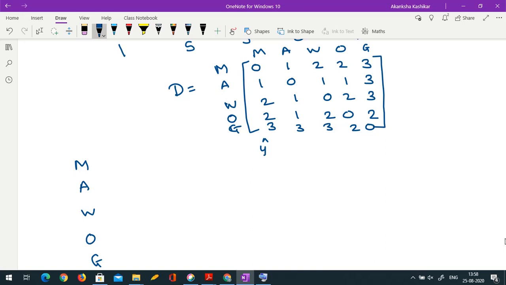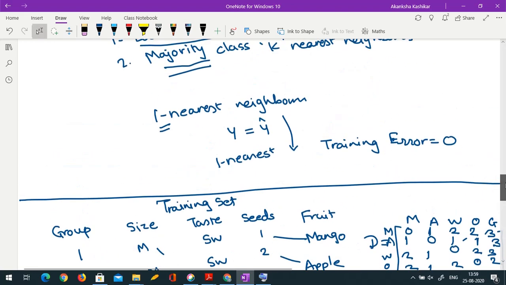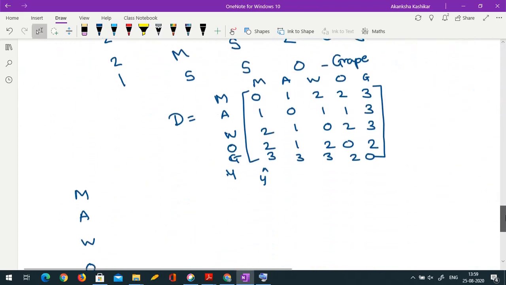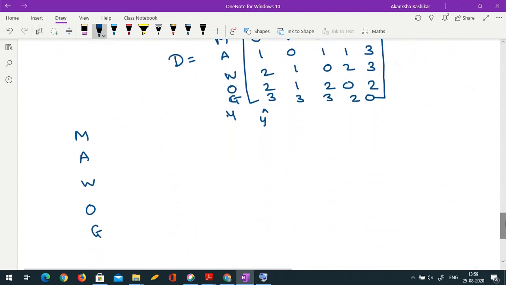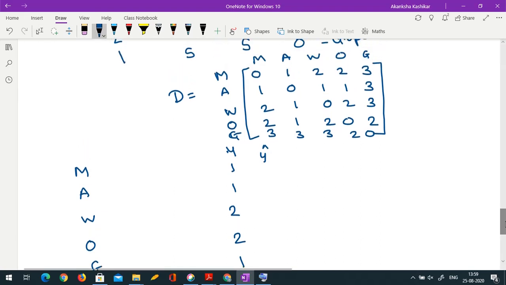Let me note down their y here so that it's easier for us to compare. So y is 1, 1, 2, 2, 1. Okay. So for mango, what are the nearest neighbors? We know for every observation, one of the nearest neighbors is going to be itself. So mango, apple, watermelon, orange, grape. The first nearest neighbor is always going to be the observation itself. Second and third we have to choose.